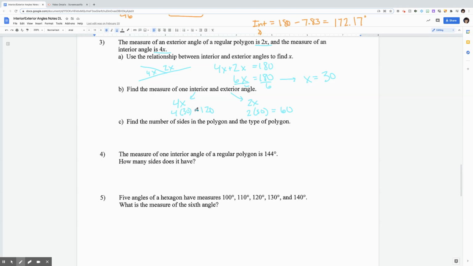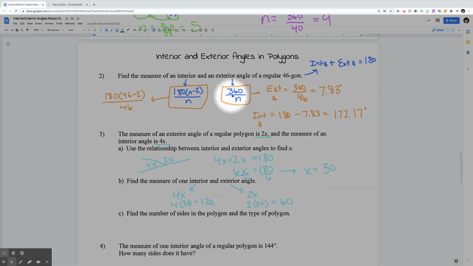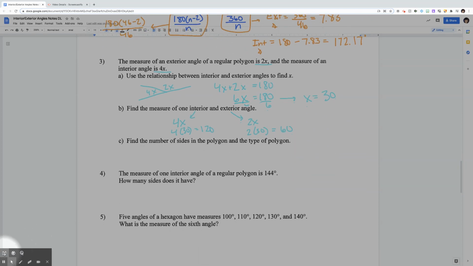So because I know the measure of both the interior and exterior angles, I usually use the exterior angle formula whenever I can, just because it's simpler than the interior angle formula, and there's less complicated algebra to do, right? So that's what I'm going to do. I'm going to use this exterior angle formula to help me find the number of sides.